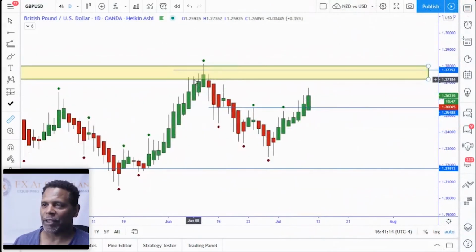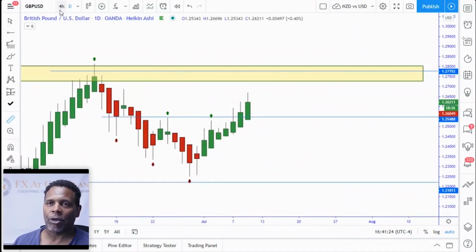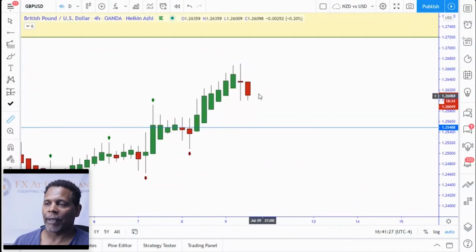Why did I mark this one? Oh, we broke the level. This probably is going back up to this zone. I don't even want to talk about this one. I don't think we're getting a short here, but don't give up on it yet. Let's go to 4-hour. Yeah, see, 4-hour already gave it to us.